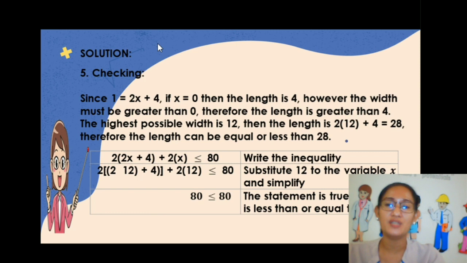When we write the inequality, we have here 2 times the quantity 2x plus 4, plus 2 times x, is less than or equal to 80. Let's substitute the 12 to the variable x and simplify. It will give us 80 is less than or equal to 80.